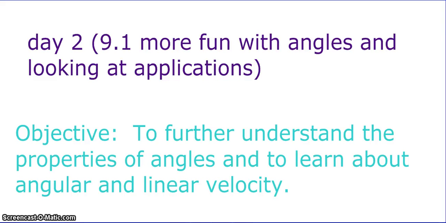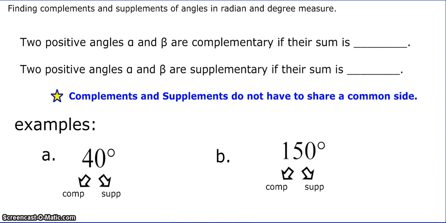Alright, today we're going to continue on with section 9.1, where we're going to be trying to further understand properties of angles and learn about angular and linear velocity. So the first thing we're going to talk about are supplementary and complementary angles. This is something that should not be new to you, but we'll redefine them.